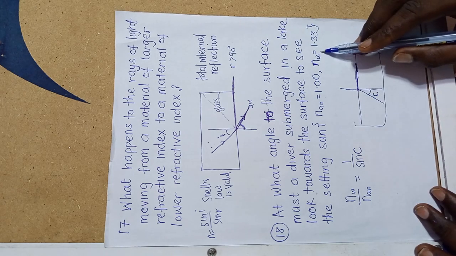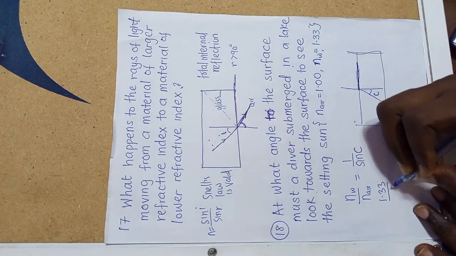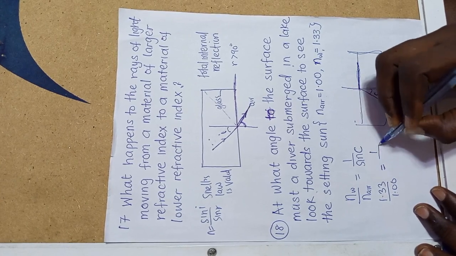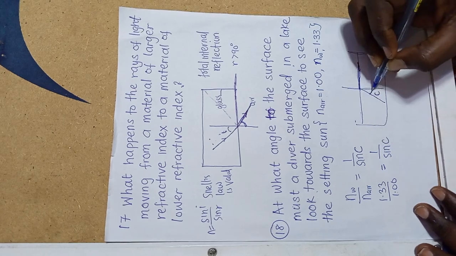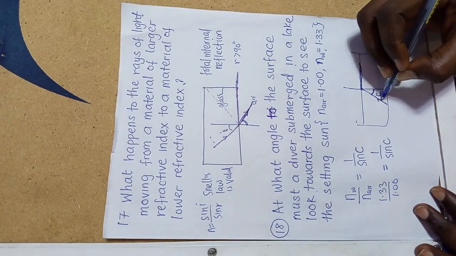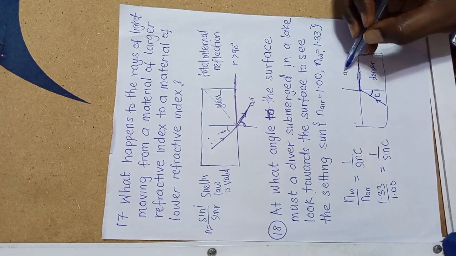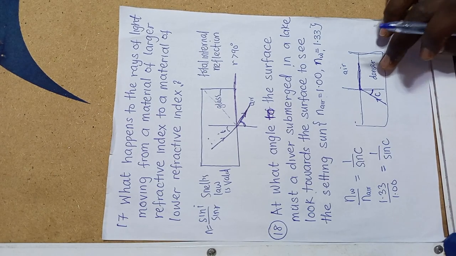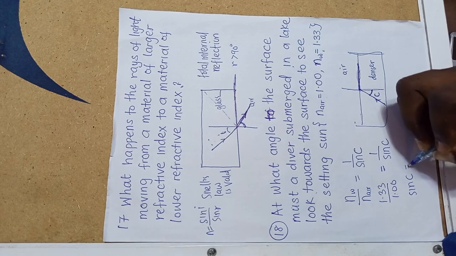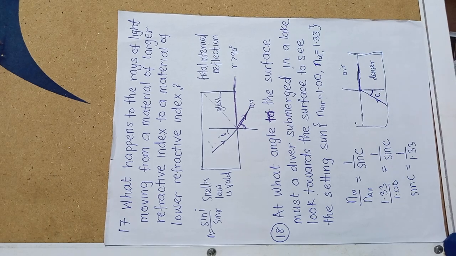So you know your n of water, you know your n of air, just play with it. The refractive index of air is constant. So we are looking for this angle because it's this angle that decides this one. The angle at which light is coming from a denser medium, this is the denser medium, to a less dense medium, so this is a lake now. So you have sine C equals 1 over 1.33, because 1.33 divided by 1 is 1.33.